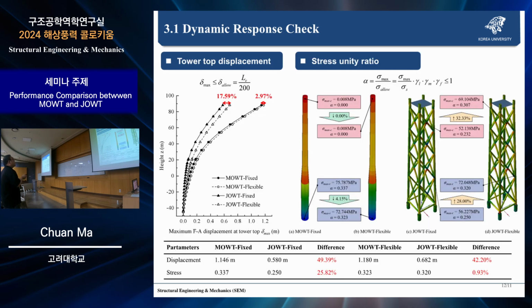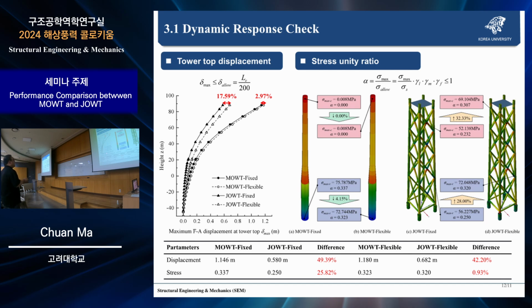And then we check the top displacement and the stress. For the top displacement of the offshore turbine, it has to be less than 1/200th of the effective length of the structure. And for the stress unity ratios, we should be less than 1, compared with the allowable stress.